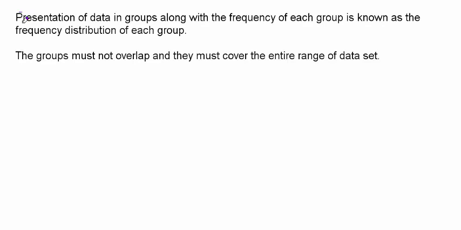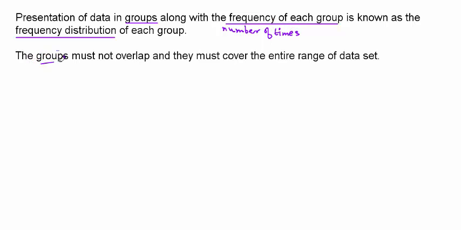A common way of organizing data is to subdivide the full range of values into sub-ranges or groups. Presentation of data in groups along with the frequency of each group is known as the frequency distribution of each group. Frequency means the number of occurrences, the number of times you have the data in each of the groups.